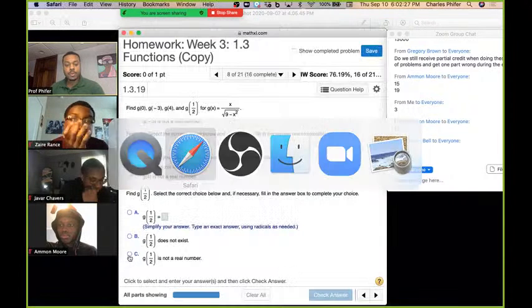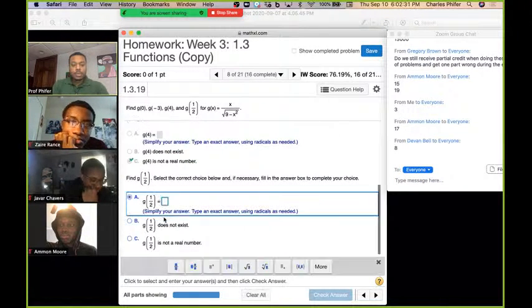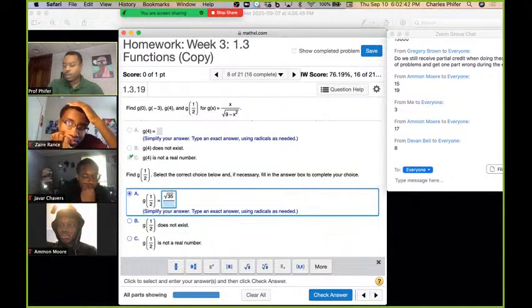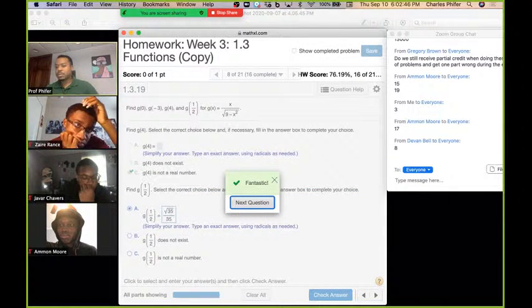Let's see how do we do that. We're gonna go this one. Simplify your answer, type an exact answer using radicals as needed. So we got the square root of 35 over 35. Cross our fingers. Awesome sauce. Okay. You have to stop me if anything is too fast or if we need to go back. Otherwise, I'll just power through.